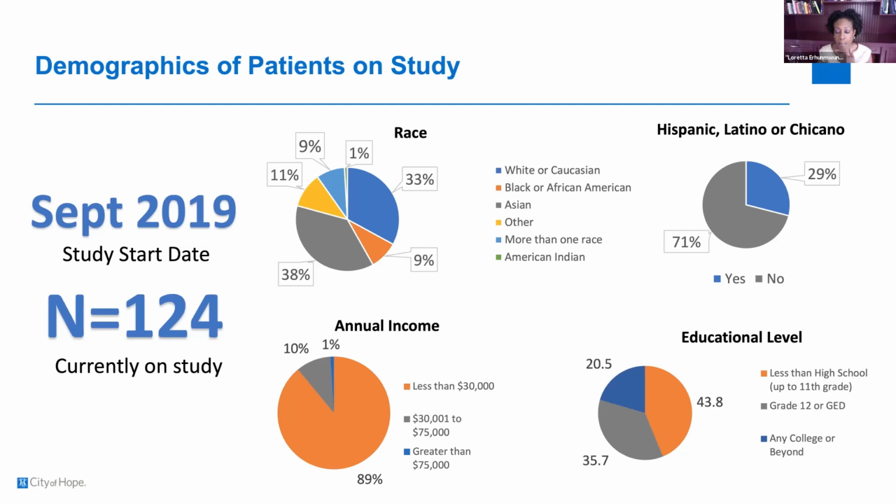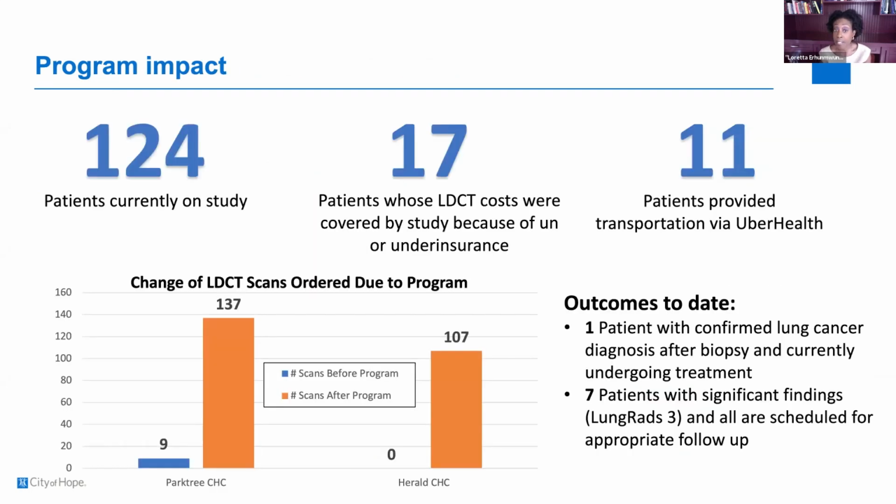So very difficult, very vulnerable group. And the educational level, 43.8% have less than high school education. And so of our patients, 17 of the patients, we had to cover their costs because of un or underinsurance. And 11 of the patients, we needed to help them get transportation to their low-dose CT scans through Uber Health.